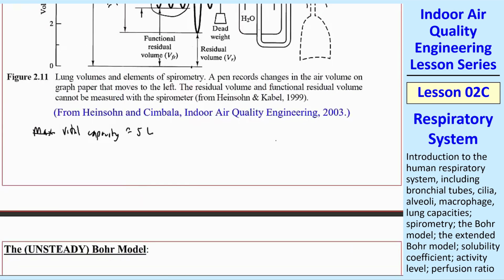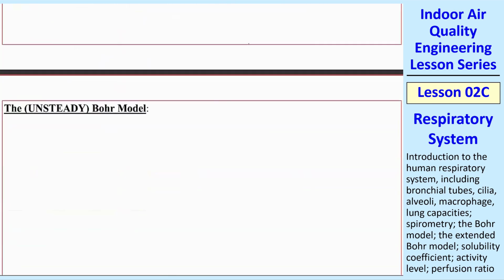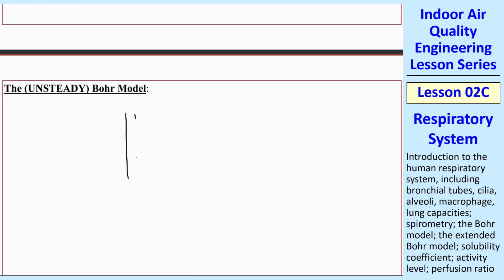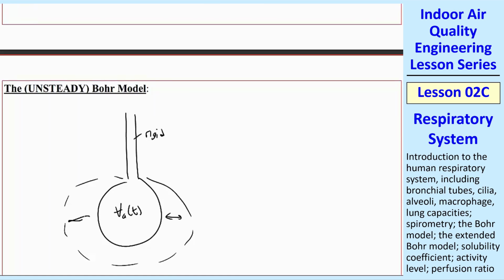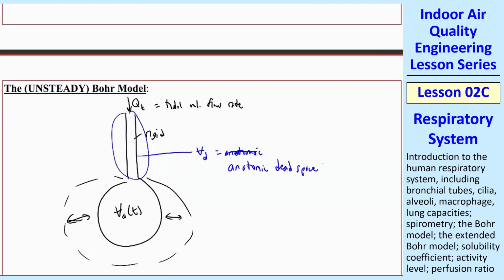Now let's look at something called the Unsteady Bohr model to try to model this. We have a tube that models the bronchial tube, so this is the rigid portion, no gas exchange, and then you have kind of a balloon, which is the alveolar volume, VA, which is a function of time. When you breathe in and out, we're just letting this balloon expand and contract, and then you put in a QT, tidal volume flow rate. So that's how fast you're breathing. This is at rest. This portion here, where it's rigid, is called the anatomical dead space. Typical person, approximately 150 milliliters.